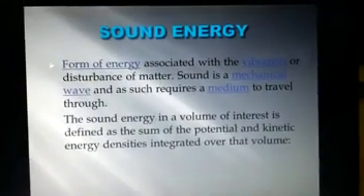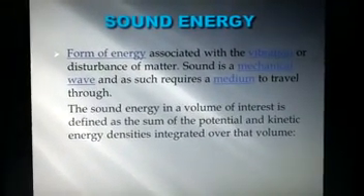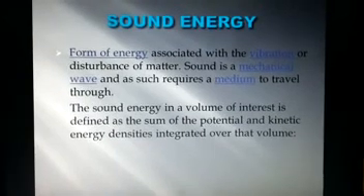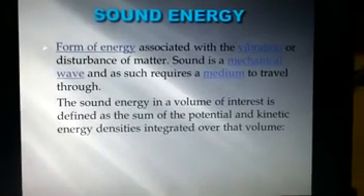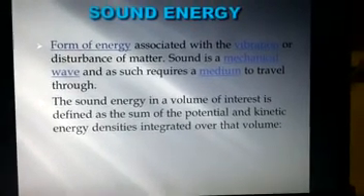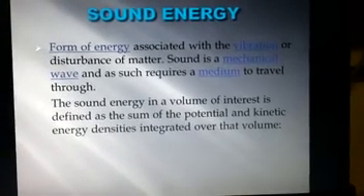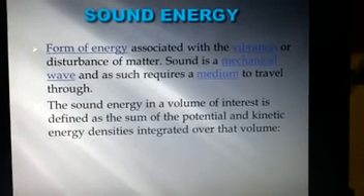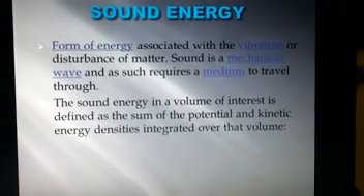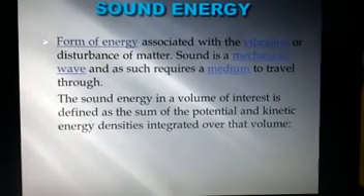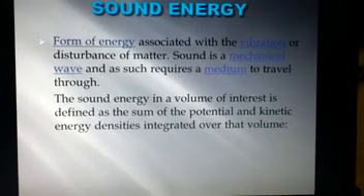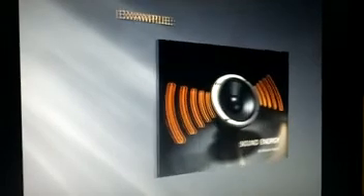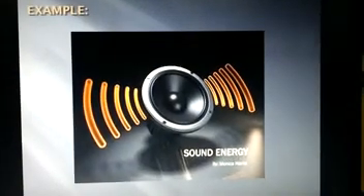Next is sound energy, a form of energy associated with the vibration or disturbance of matter. Sound is a mechanical wave, and as such requires a medium to travel through. The sound energy in a volume of interest is defined as the sum of the potential and kinetic energy densities integrated over the volume. So this is an example of a sound energy.